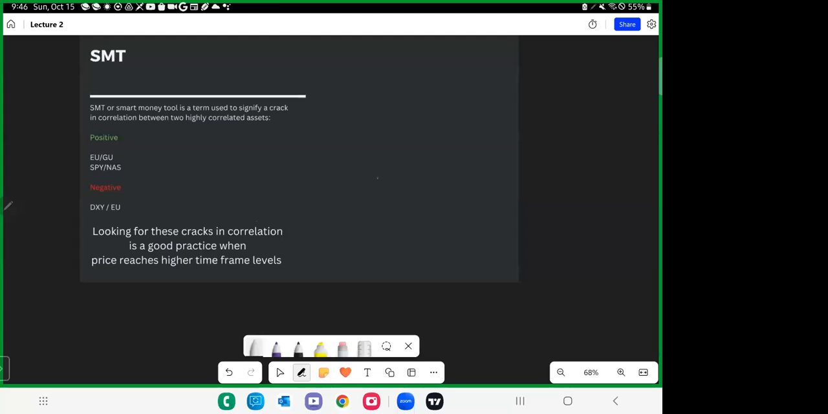So positively correlated pairs like EUR/USD, GBP/USD, SPY and NAS 100, just to give an example. If EU makes a high and then runs out that high, let's say this is EU, then the anticipation is that GU should also do the same thing. Now let's say these guys are both headed into an array, or maybe they're already at key levels within their own respective nature.